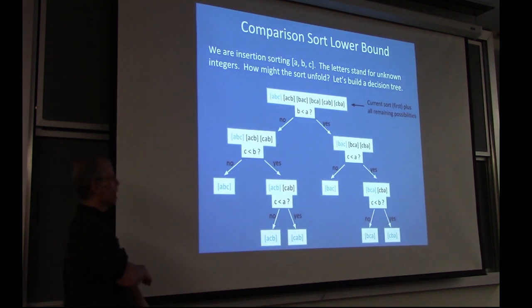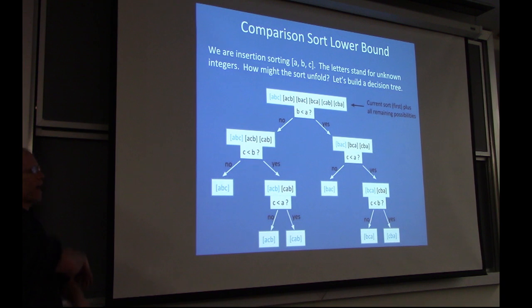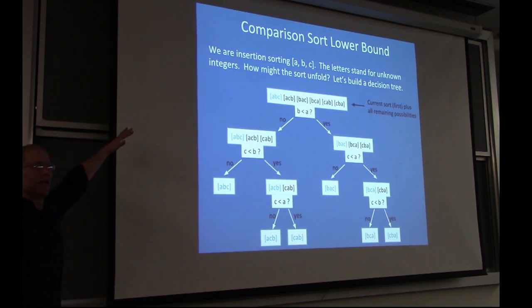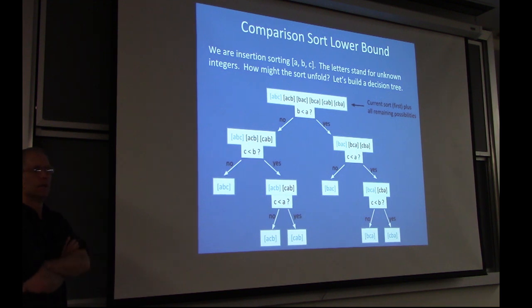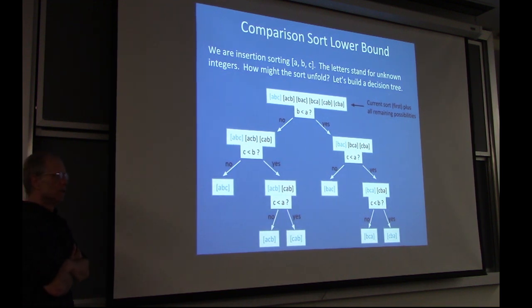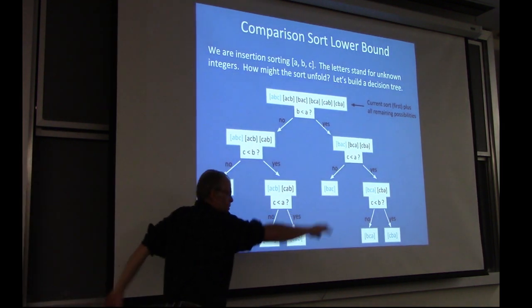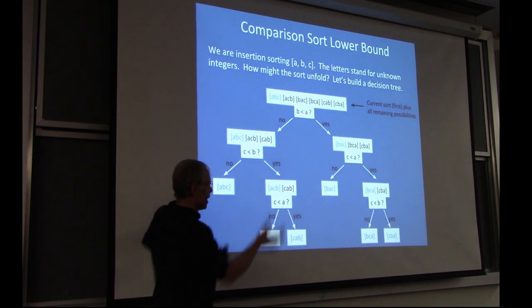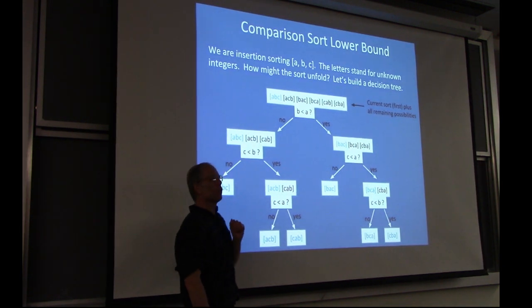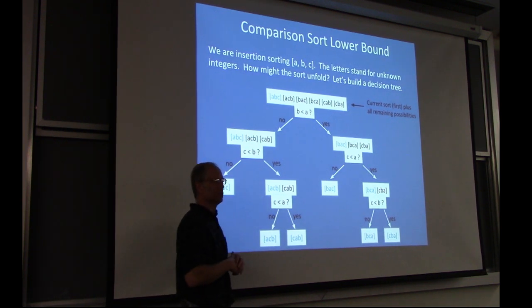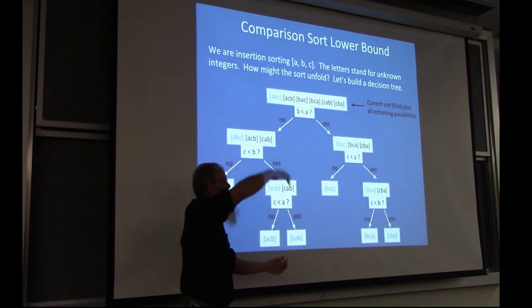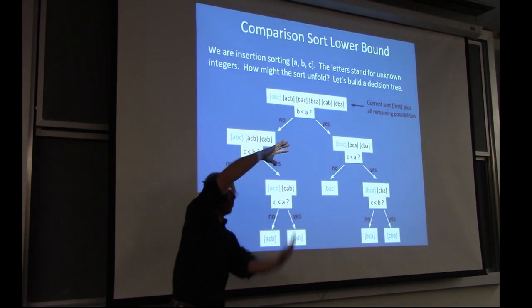So imagine if we did this for an array of size n. What would the decision tree look like? There'd be n factorial leaves, and there'd be some branches. What would the shortest branch be? N minus 1. What's that correspond to? The best case. Right? So short branches are the best case. Long branches are the worst case.